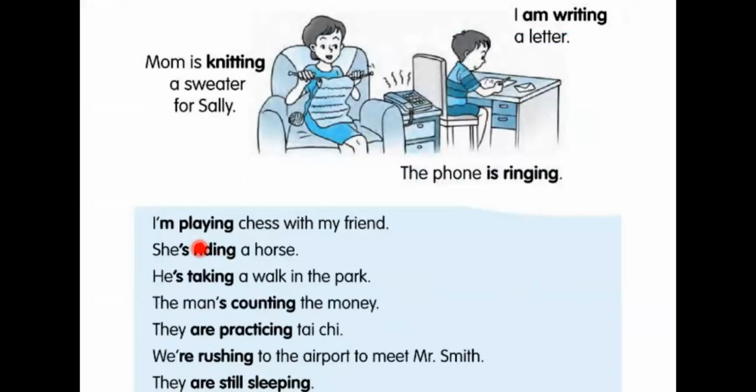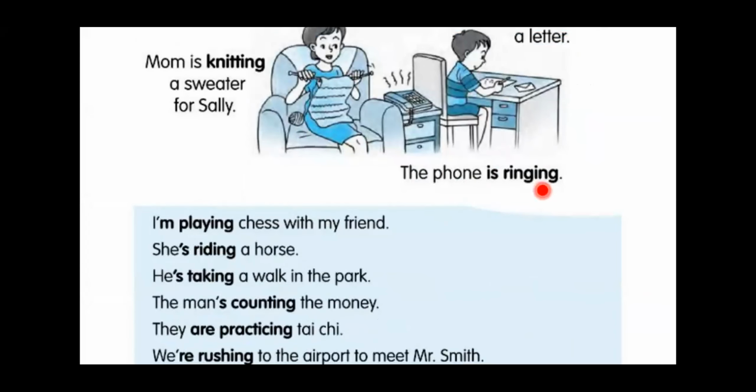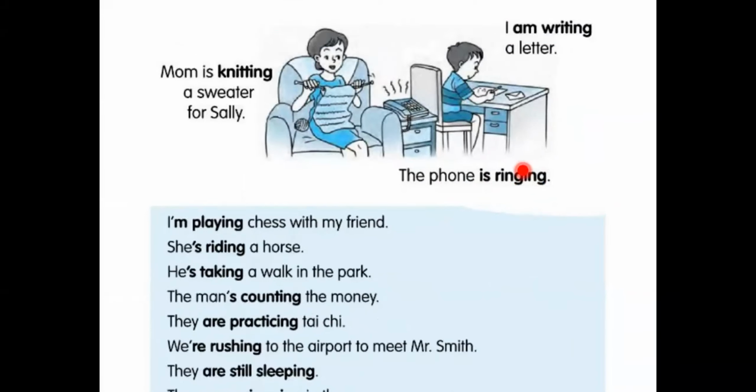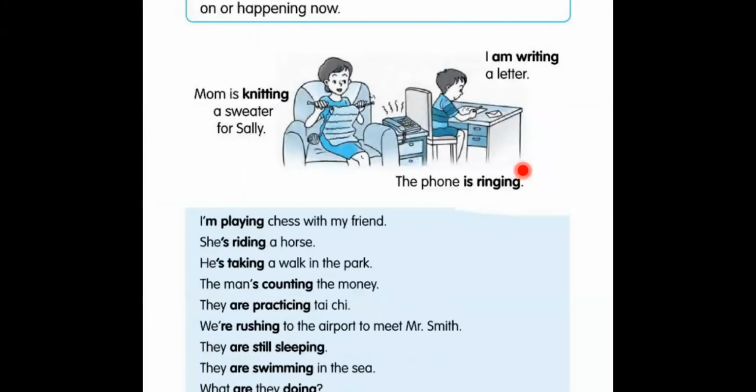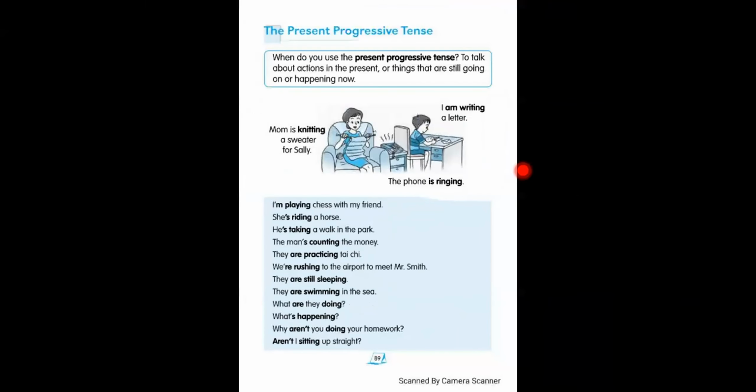See over here, the phone is ringing. So here is is also a verb and ringing is also a verb, okay? Ringing is the present progressive tense. Yes, what is ringing? Tell me. Yes, beta, repeat. What is ringing? Over here, the phone is ringing. Ringing is present progressive tense.